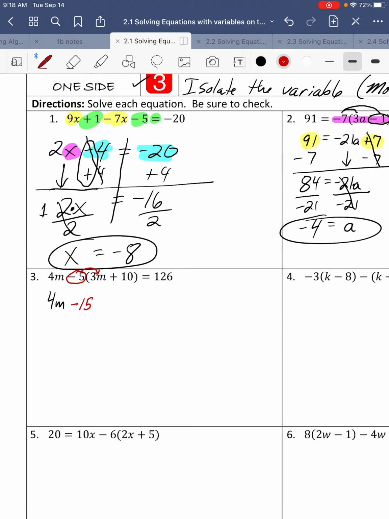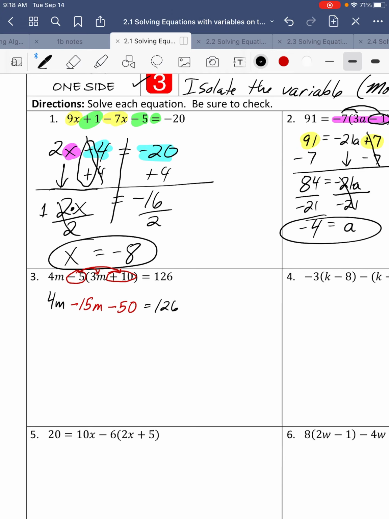-5 times 3m is -15m, multiply the coefficients. -5 times a +10 is a -50. So either plus a -50 or minus 50, either one is okay. And that equals 126, which is simplified already.